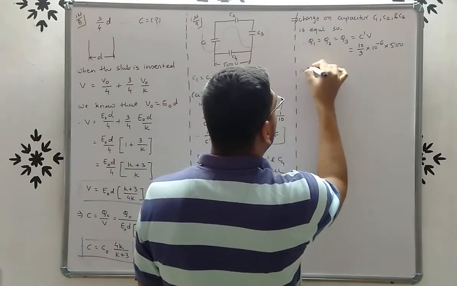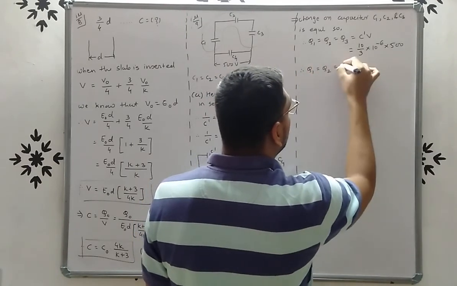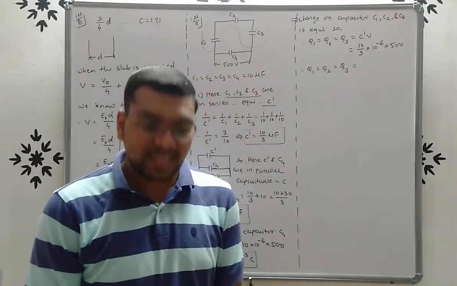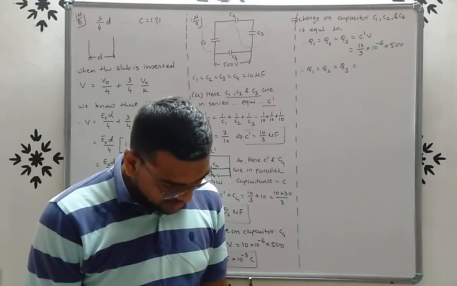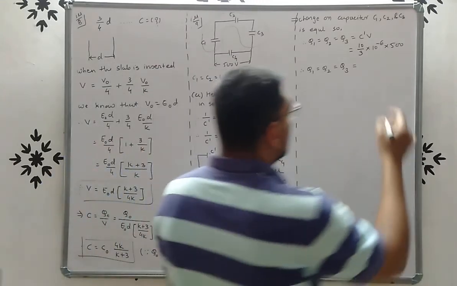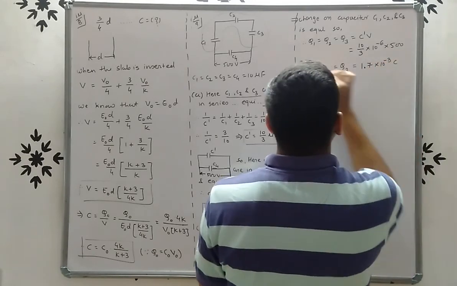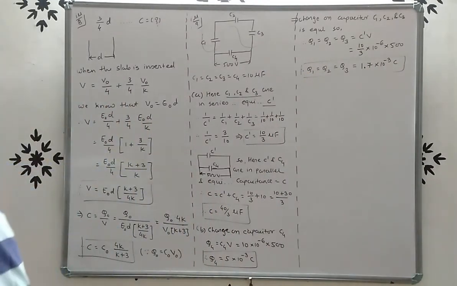Right? So charge on capacitor 1, that is Q1, charge on capacitor 2, that is Q2, and charge on capacitor 3, Q3, will be the same. And how much? If you solve this, then you will get 1.7 into 10 raised to minus 3 coulomb, right? Once again, friends, here we have to find out the charge on each capacitor, right?